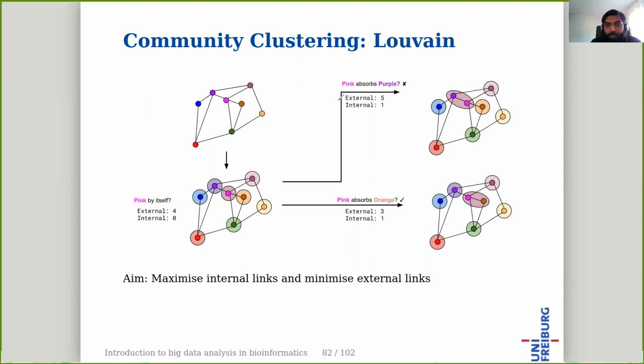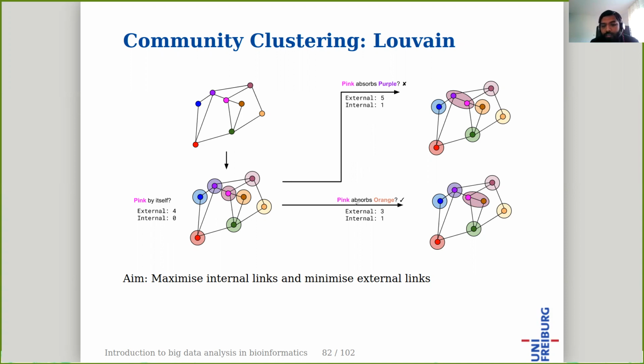We do this by probing: what happens if pink absorbs purple? If we put these two together, we count again. There is one external link, two, three, four here, and these two together are considered as one cluster. So five external links and this one internal link. We maximize the internal link, but we also increase the external links. So this is probably not a good idea.